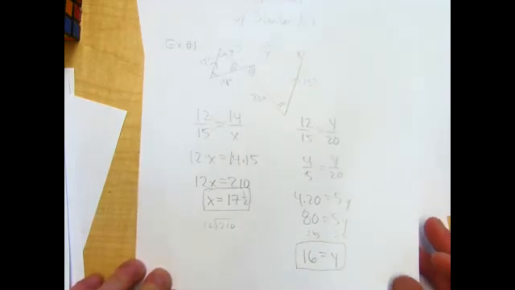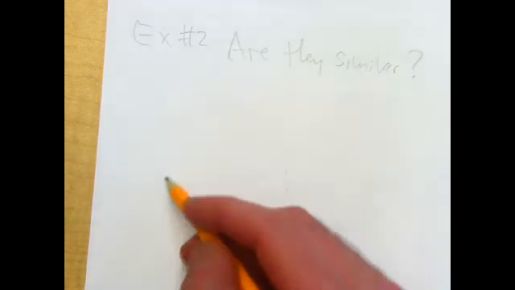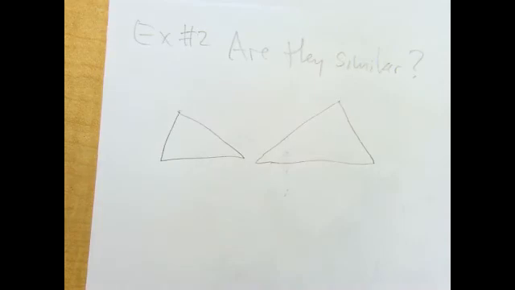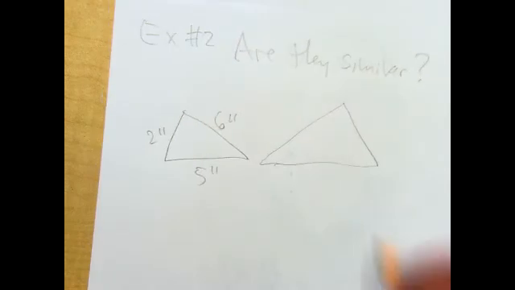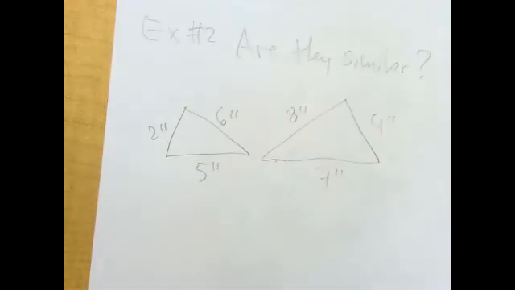Okay, one other one, guys. You'll be asked this question. Are they similar? So example number 2. Are they similar? Okay, you'll be given 2 shapes, 2 triangles. 2, 5, and 6. And then 4, 7, and 8. Okay, look at that for a second and think about it. Based on that, how would you figure out if they're similar?